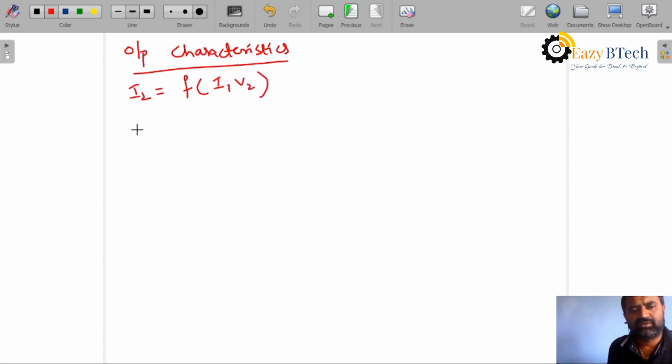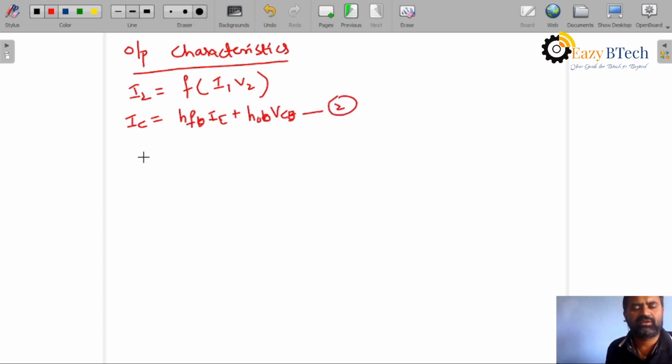Now here I2 means IC is equal to HFE IE plus HOE VCE, or VCB. It is a base configuration, HFB. Okay, this is the second equation.